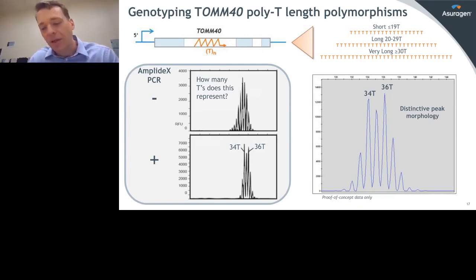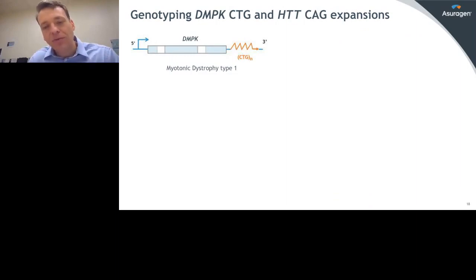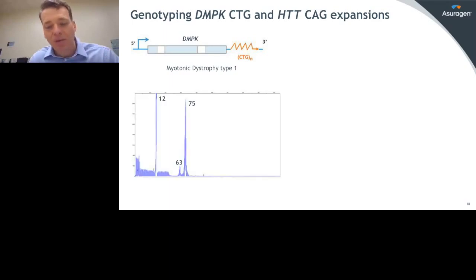This data was generated on the 3500 CE, but we've also run it on the SeqStudio, and we get essentially the same result. We have this very characteristic peak morphology for these samples that gives you single base pair resolution, which is exactly what we needed at this locus. And this is the basis for a research product that we launched fairly recently and can help standardize this type of assessment from one lab to the next to harmonize results and accelerate progress.